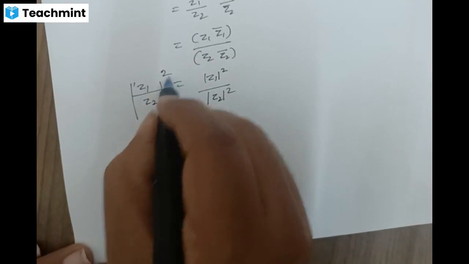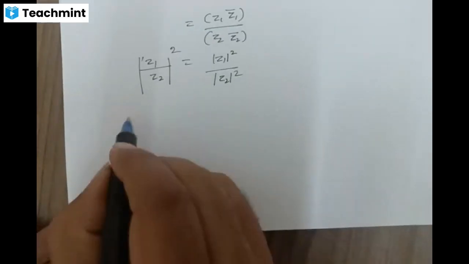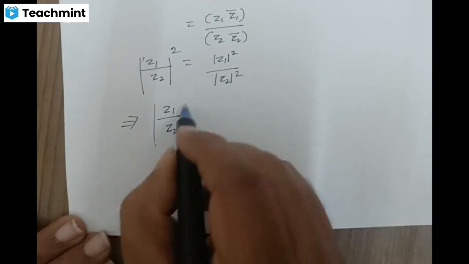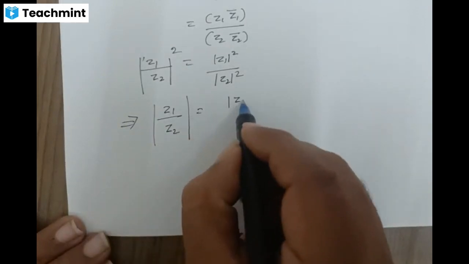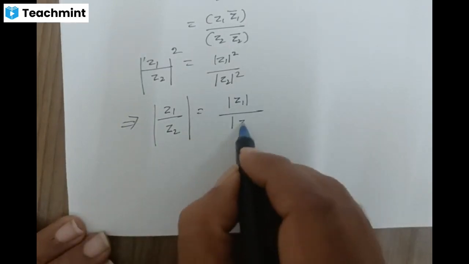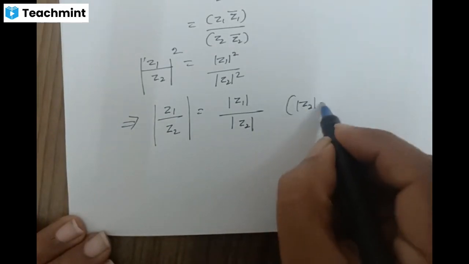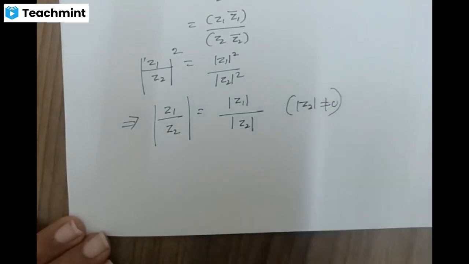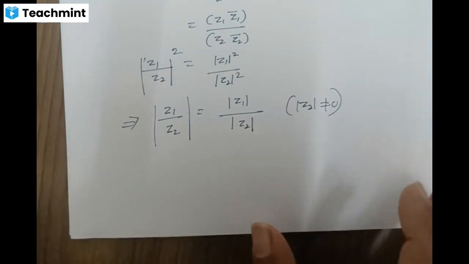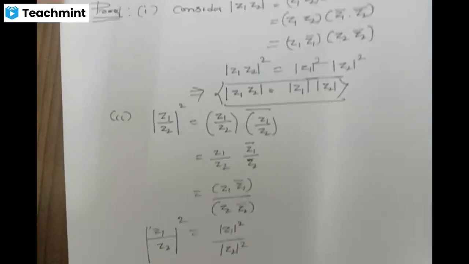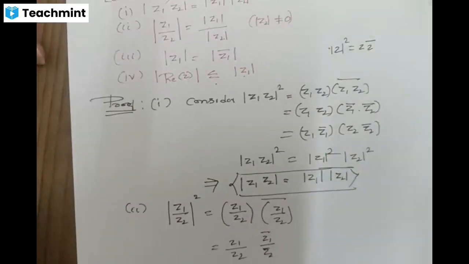So we can raise the power 1 by 2 on both sides. Then we get, what is that? Mod (z1 by z2) we can write as mod z1 divided by mod z2, provided mod z2 is not equal to 0. That is the second condition. Next, I will prove the third condition: mod z1 is equal to modulus of conjugate of z1.